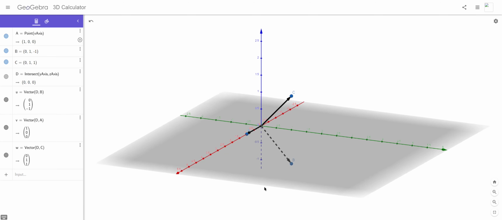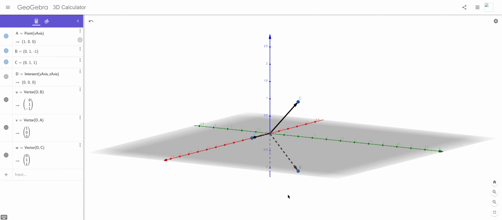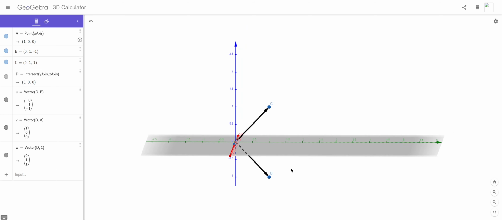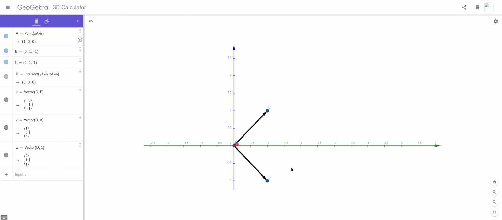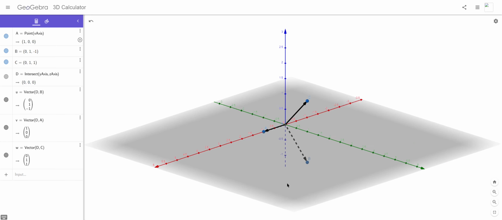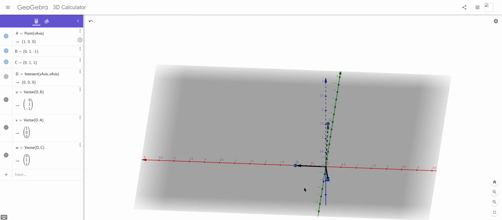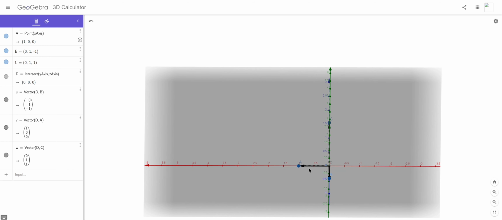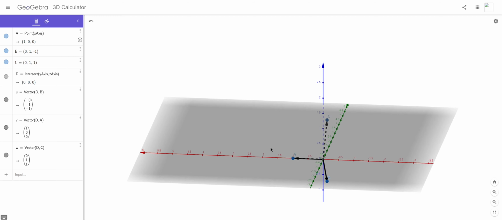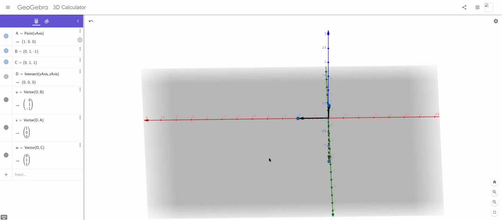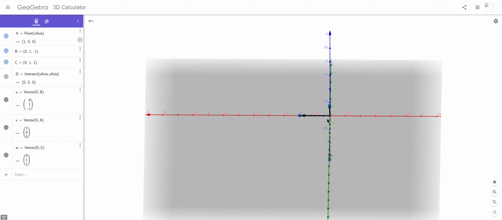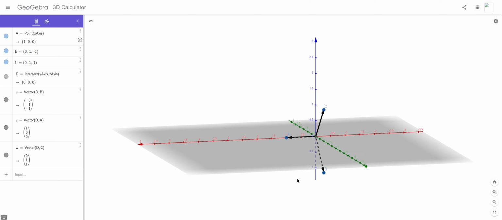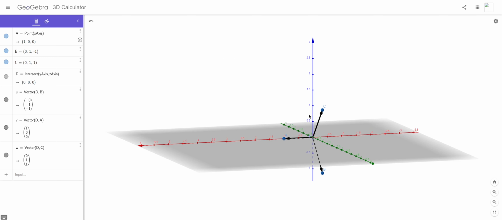And what you want to notice is that these are at 90 degrees to each other. It may not be extremely easy to see, but if you project appropriately, you see that these two are at 90 degrees to each other. If you spin this around like this, you'll see that these two are at 90 degrees to each other. And if you spin this around like this, you'd see that these two are at 90 degrees to each other. So any two of the three vectors over here are at 90 degrees to each other.